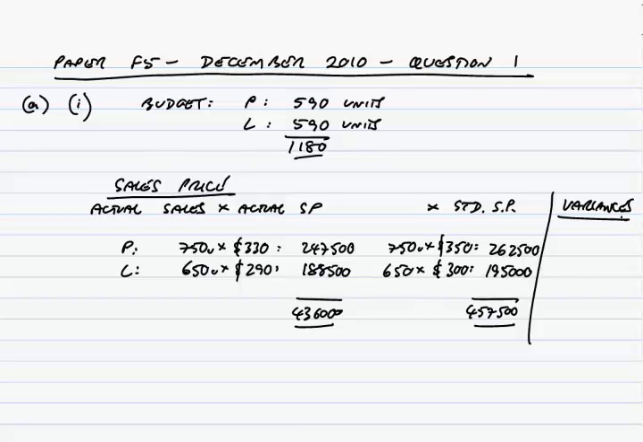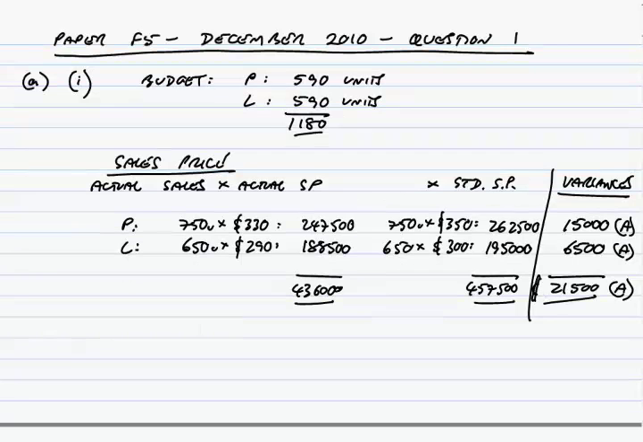For plasma, it should have been 262,500. We only got 247,500. We're different by 15,000. It's adverse. We got less than we should. And similarly, LCD, it should have been 195,000. We got 188,500. An adverse variance of 6,500. So there are the sales price variances.